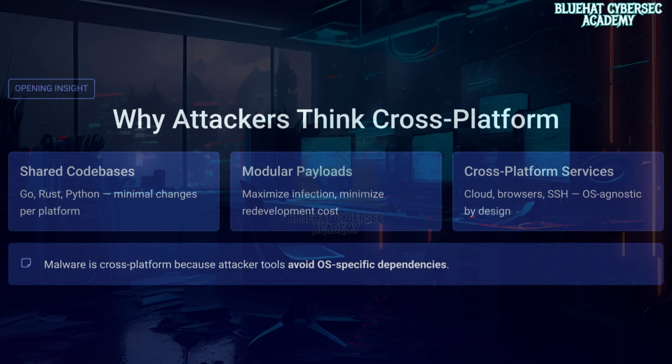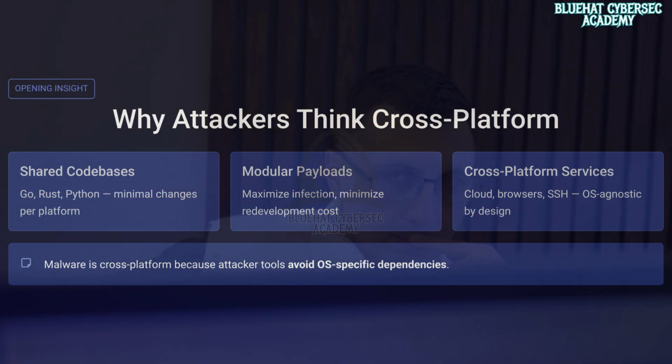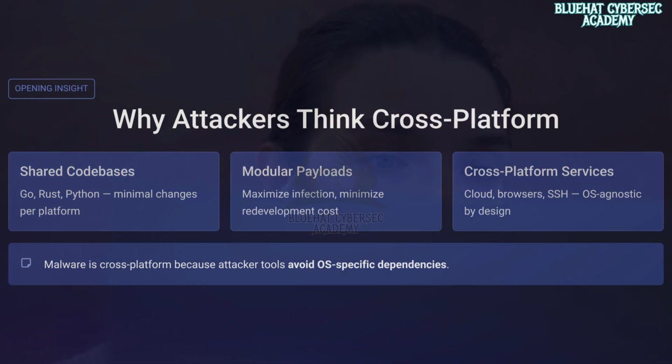So in this session, we are going to break this down in a very practical way. How cross-platform malware actually works, why it is becoming more common, and what defenders often miss when they assume operating systems are separate security worlds. And most importantly, what signals actually matter in real environments, not theory, but observable behavior.